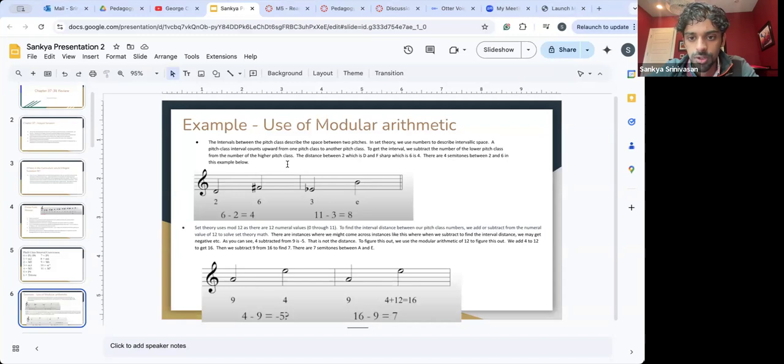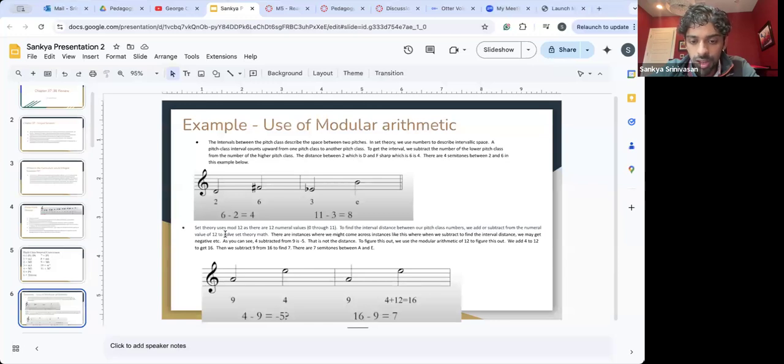To get the interval, we subtract the number of the lower pitch class from the number of the higher pitch class. So in this case, the distance between 2, which is D, and 6, F sharp, is 4. There are 4 semitones between 2 and 6 in this example below. Set theory uses mod 12 as there are 12 numeral values. To find the interval distance between our pitch class numbers, we add or subtract from the numeral value of 12 to solve set theory math.